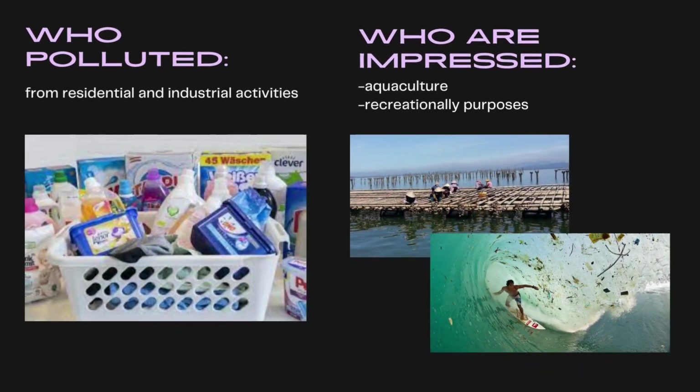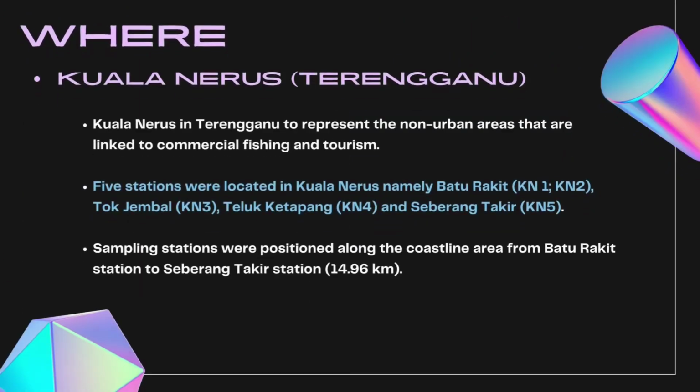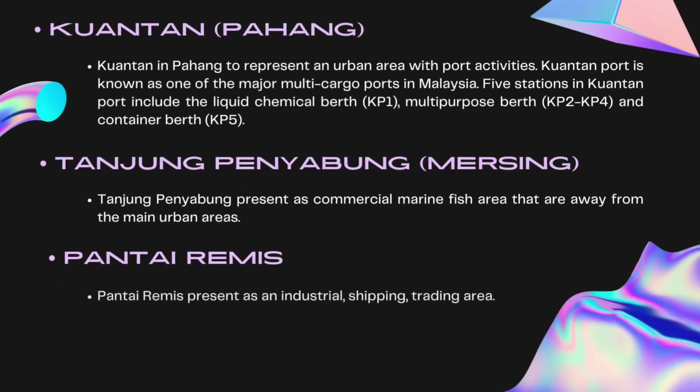Who is the main culprit behind this pollution? The main contributors to MPs pollution are fishing, residential, tourism, and industrial activity. They will affect the aquaculture and recreational marine areas. For example, in cases around Malaysia, MPs pollution is found in water samples collected from Kuala Nerus, Terengganu, Kuantan, Pahang, Tanjung Penyambung, Mersing, and Pantai Remis.